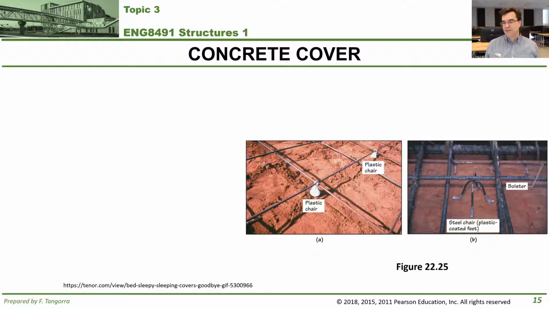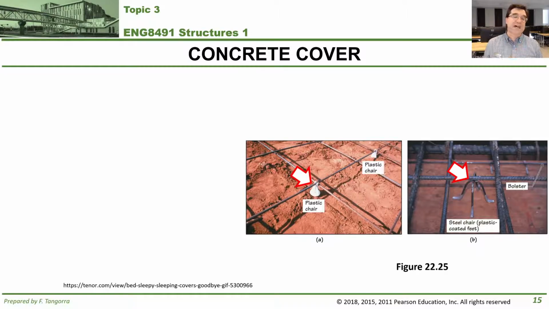So as you can see here, you see these elements here, these chairs. I took this image straight out of your textbook, figure 22.25. Their purpose, in this case, as it's shown here, is to lift that bottom layer of reinforcing steel from the ground, right, so that there is a concrete cover at the bottom of that slab to give a minimum distance between the ground and the closest steel along the bottom.